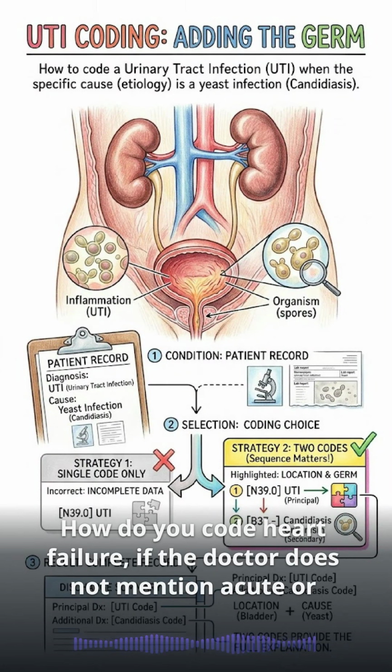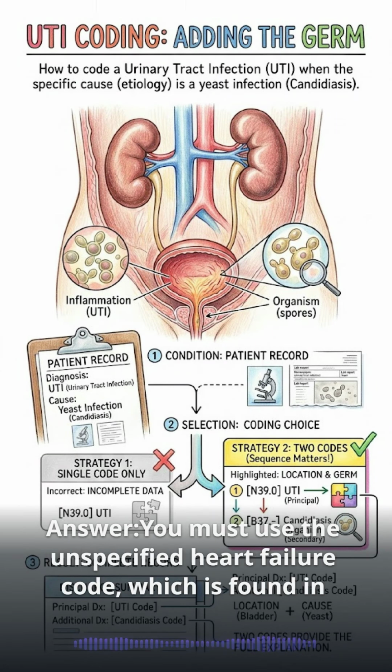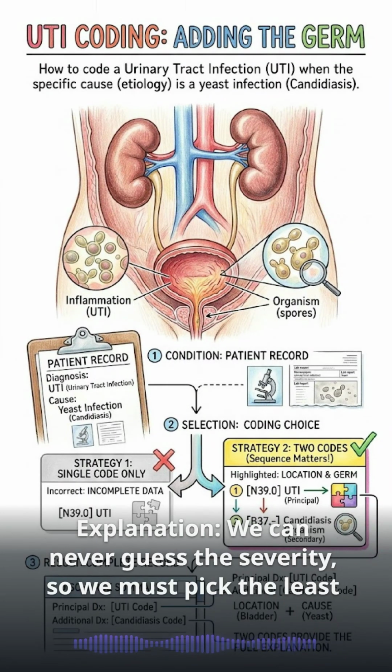40. How do you code heart failure if the doctor does not mention acute or chronic? You must use the unspecified heart failure code, which is found in the code book. We can never guess the severity, so we must pick the least specific code available.